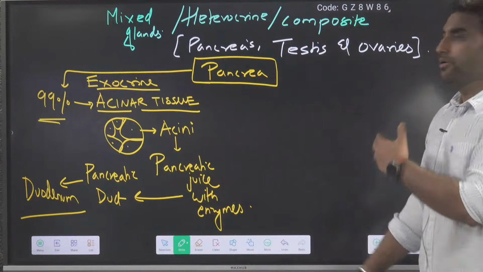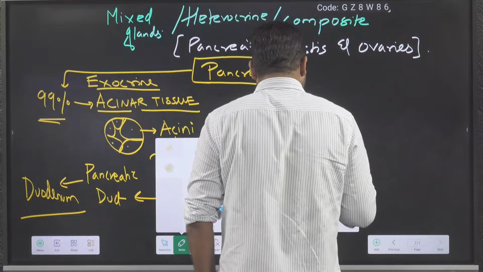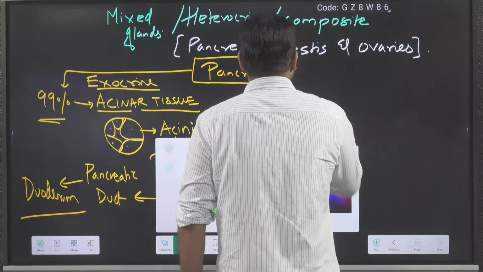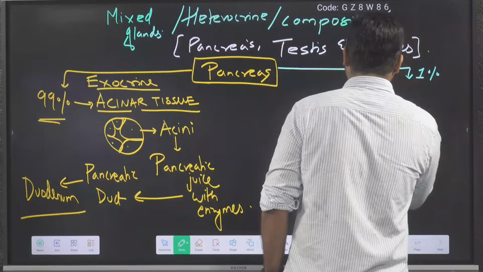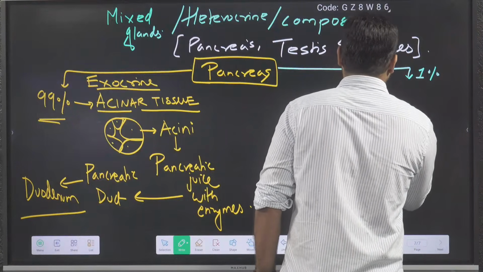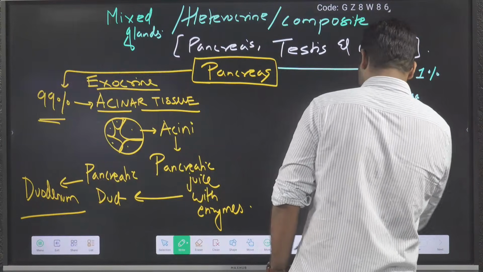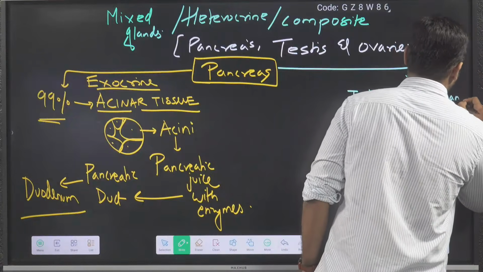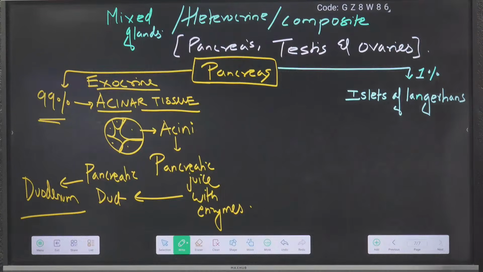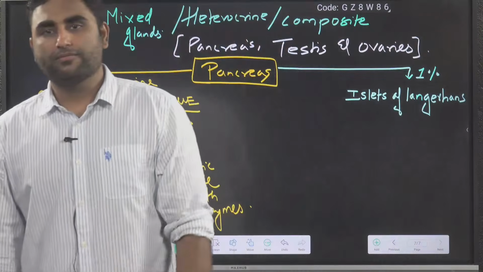Now talking about the remaining 1%. What about the remaining 1%? The remaining 1% will be your islets of Langerhans. Langerhans is the name of the scientist.